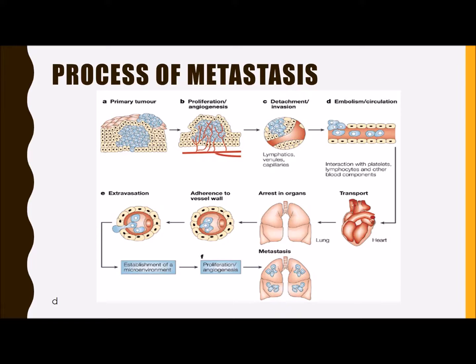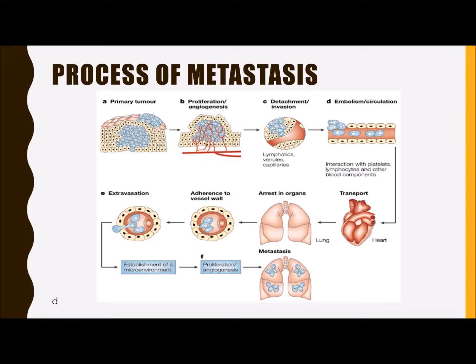And then the cancer cells will be transported through the blood to organs such as the heart, because the heart is responsible to pump blood to all parts of the body. This cancer cell will also take advantage of this process too. So in the meantime, while the heart transports blood to all parts of the body, the cancer cell will also be transported to all parts of the body.